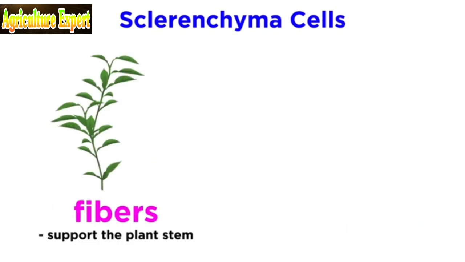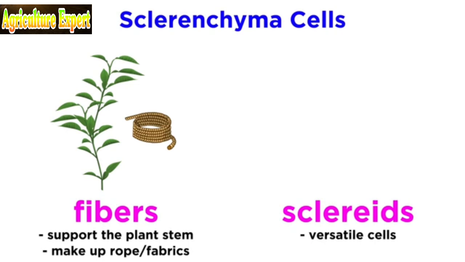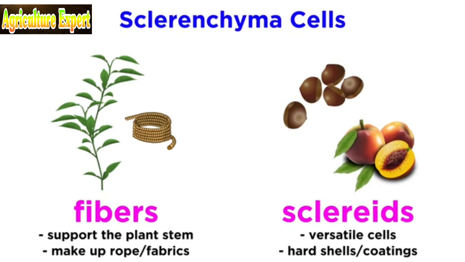These structural cells can be arranged in two basic ways. Sclerenchyma fibers are stretched lengthwise in a plant stem and provide most of a plant's support. These fibers are also what people use to make rope and fabric out of plants, such as flax, jute, and hemp. The other group of sclerenchyma cells are the scleriids, and they're much more versatile. These scleriid cells are what make up the shells of nuts, the hard coatings of seeds like those found in peaches and plums, and many other hardened structures in a plant.